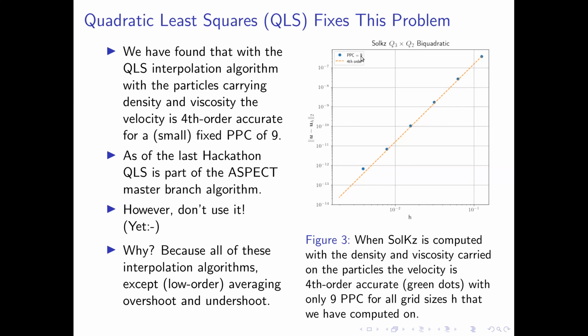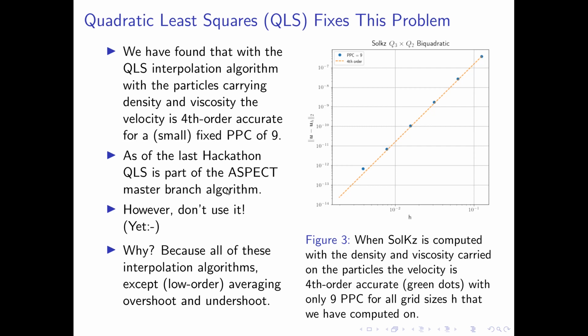But on this simple, I always say it was a very simple test problem, but it's what everybody's been using, or at least Thielman, Kaus, and us. We can have fourth order accuracy for this problem with a fixed number of particles if we use the quadratic least squares algorithm. However, it's now part of Aspect.